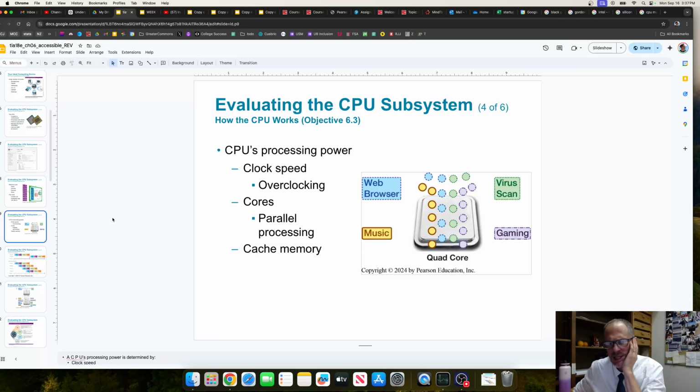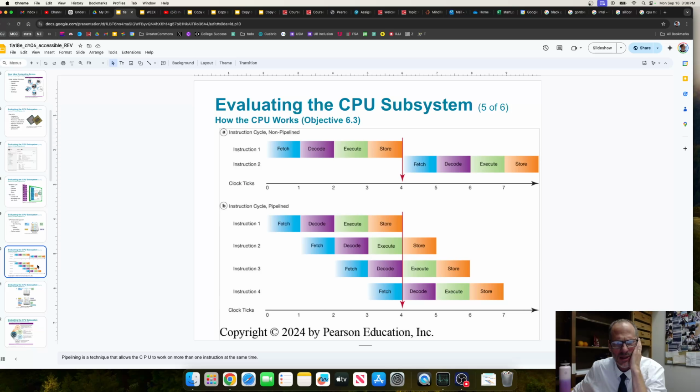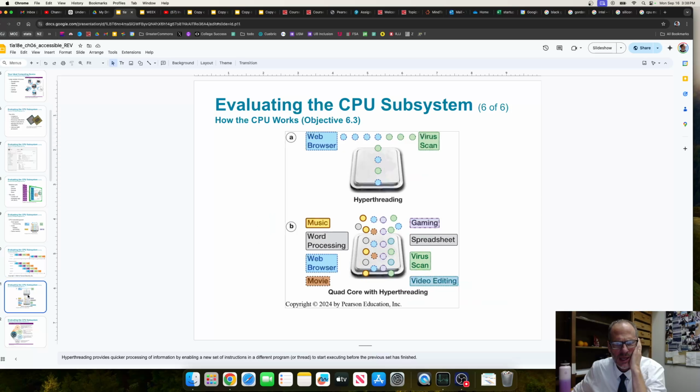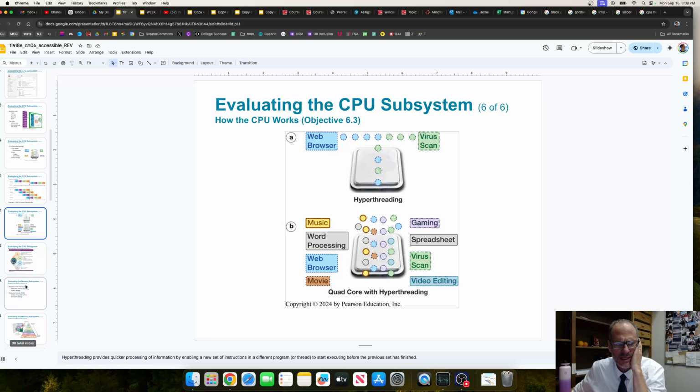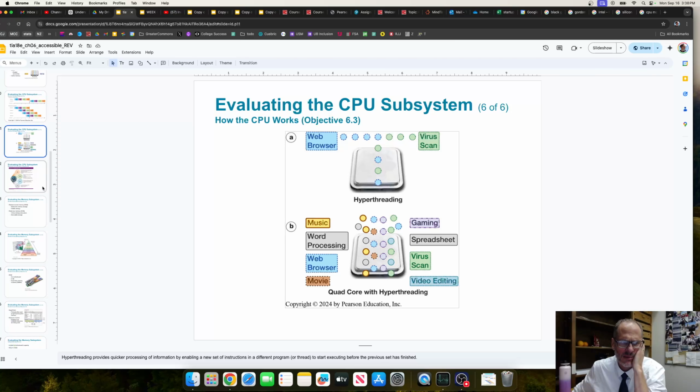Here you have an example of a quad core. There are 4 threads going through this CPU at the same time, and we have parallel processing, right? So yellow would be music, blue would be your web browser, this would be a virus scan, this would be gaming, and they're each going through 4 cores. And here's an example of pipelining, where you have machine cycles overlapping as they're being executed. And here is an example of hyperthreading, where it just looks like a jumbled mess, where you have a lot of stuff executing in multiple ways all at the same time, and that can improve performance.